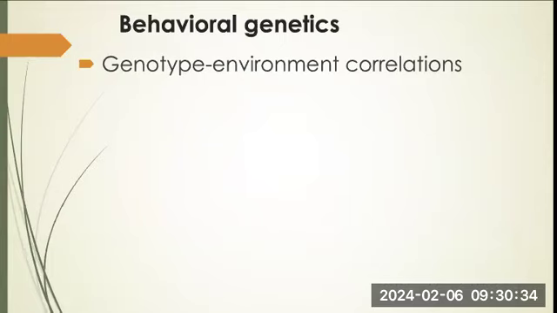A genotype environment correlation is how the genetic factors contribute to variations, or are affected by variations in environment. So passive is when children inherit their genes and the environment their family provides. They just kind of inherit it and don't do anything with it, which is why it's called passive. Evocative, on the other hand, is if the child has inherited characteristics and it affects the environment, the experience. So it evokes certain reactions from people.